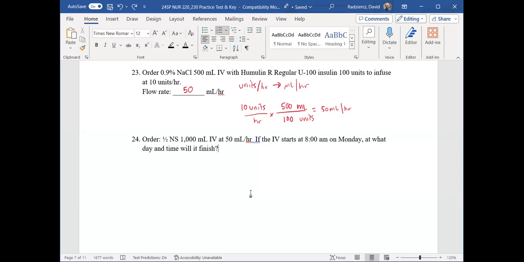Four a.m. the next day. Yep. So 20 hours is what it's going to take. And then you got it. Yeah. So it'd be 4 a.m. on what day? On Tuesday.